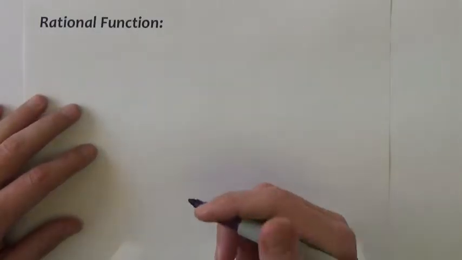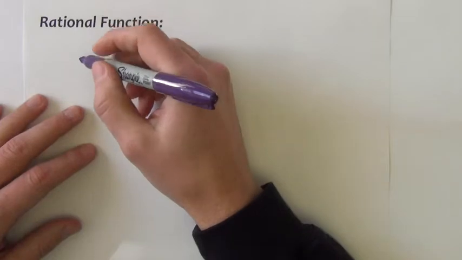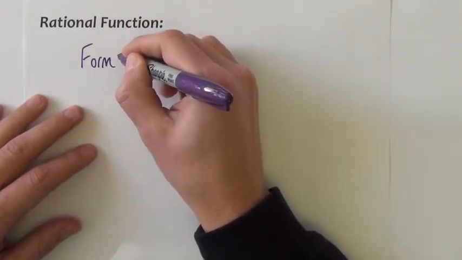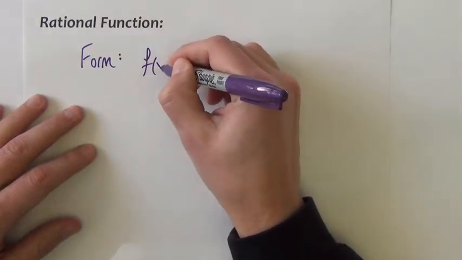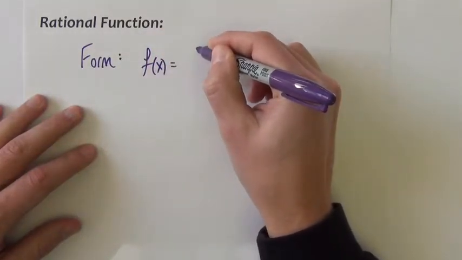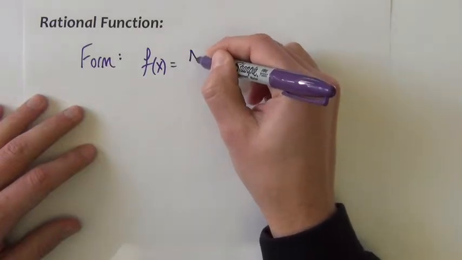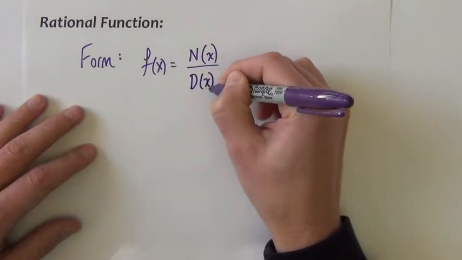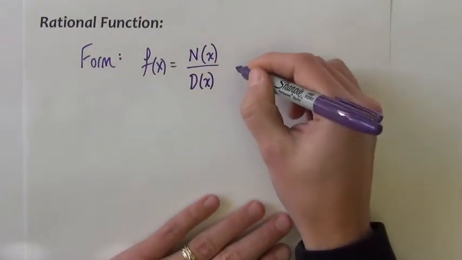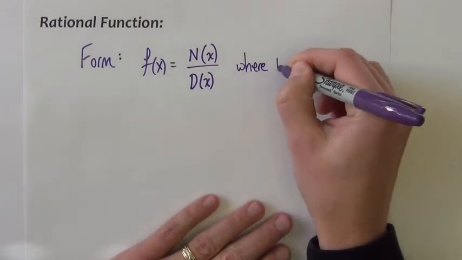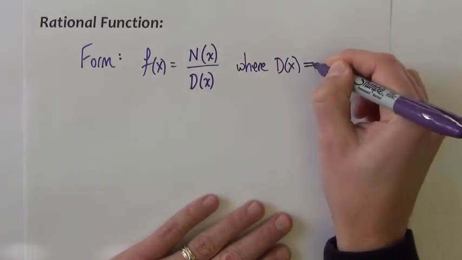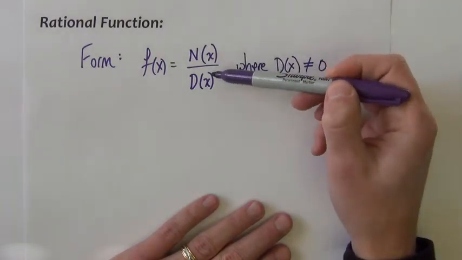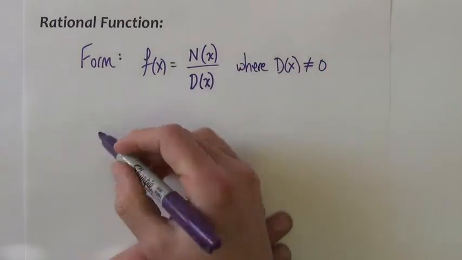So first, what is a rational function? Well, a rational function is one typically of the form f of x equals, we'll go with real general here, n of x divided by d of x, where d of x is not 0. In other words, it consists of a division of two polynomial functions.